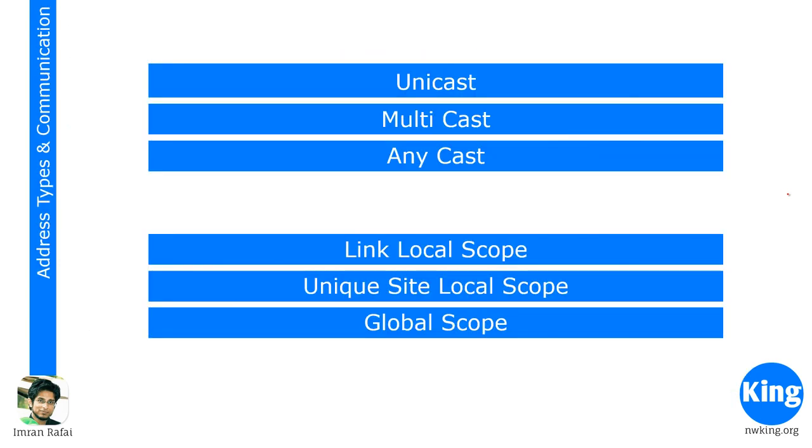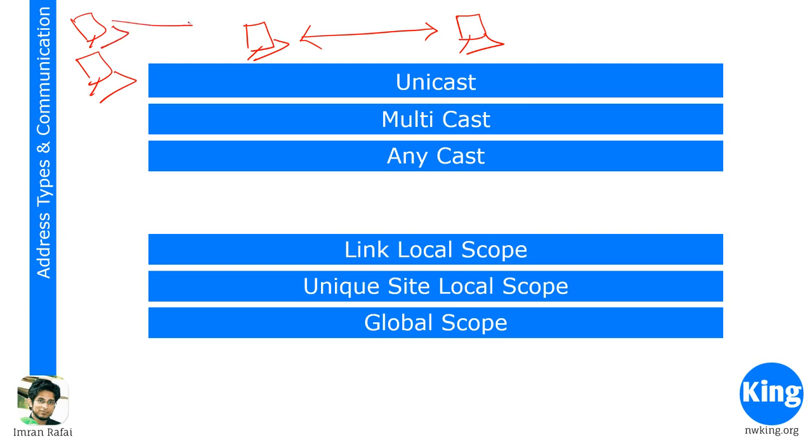Address types and communications. Now, we know what unicast is. Unicast is when one computer or one device communicates with another device one-on-one. That is unicast. What is multicast then? Multicast is when many devices, at the same time, communicate with one device. One device communicating with one device is unicast. One device communicating with multiple devices is multicast.